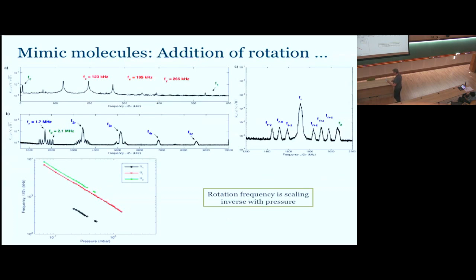What you, of course, expect is if you have this rotating particle, that if you reduce the pressure, then basically the rotation speeds up because the medium is not preventing the rotation anymore. So there's no friction in the medium. And that is what we see. So if you reduce the pressure, then the frequency goes up.